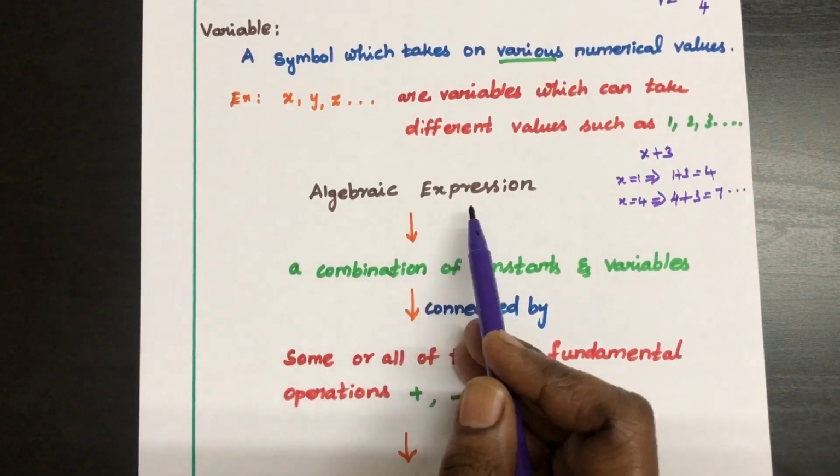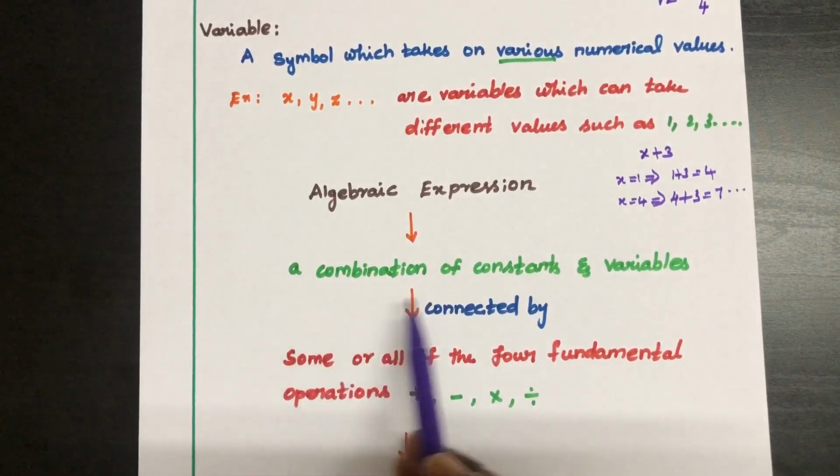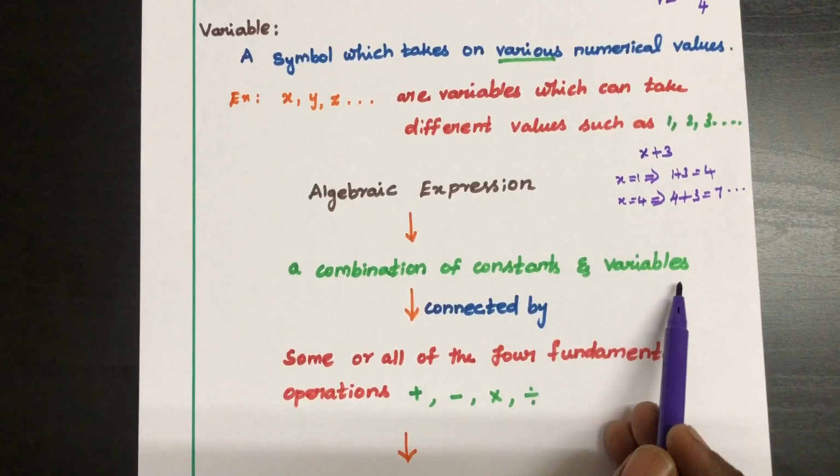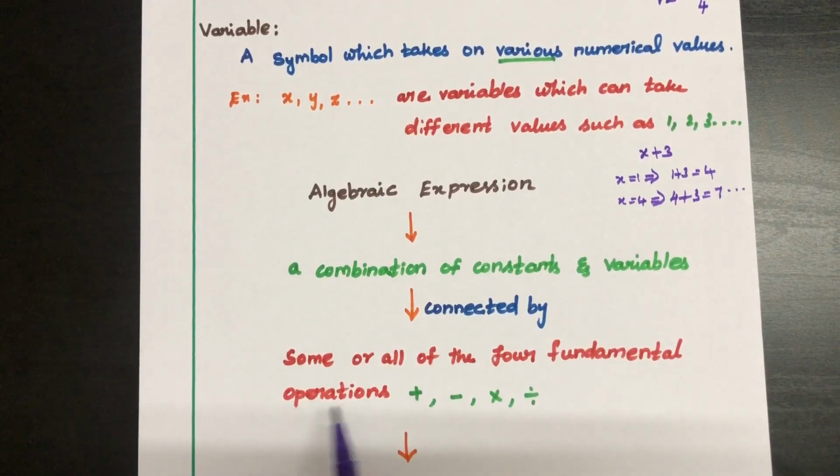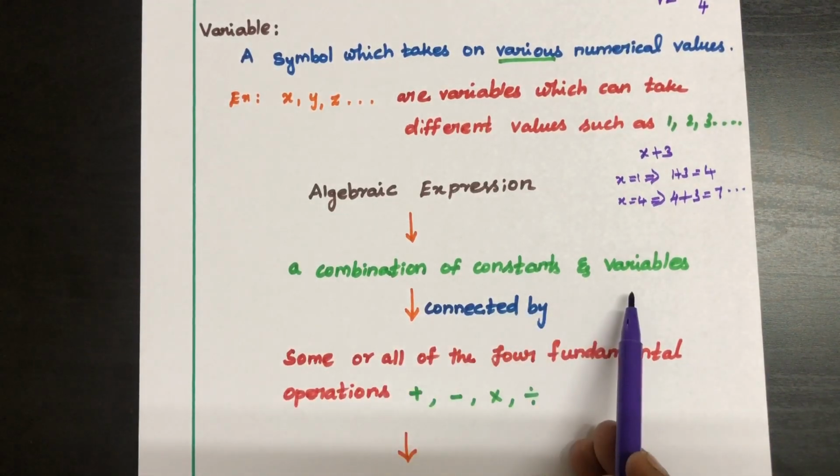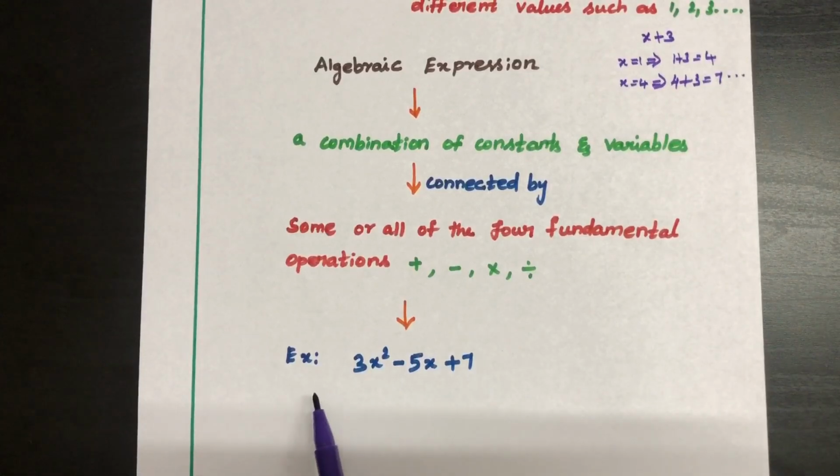Next, algebraic expression. A combination of constants and variables connected by some or all of the four fundamental operations: plus, minus, multiplication symbol, division symbol. That's all. It's very easy actually. See, combination of constants and variables. That's all. See here. See the example.